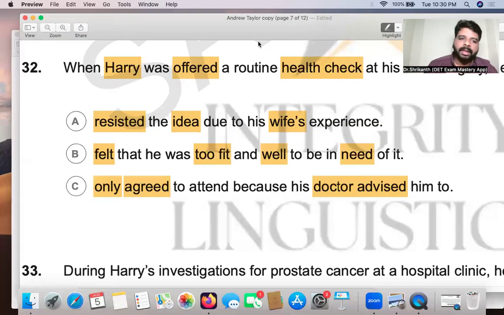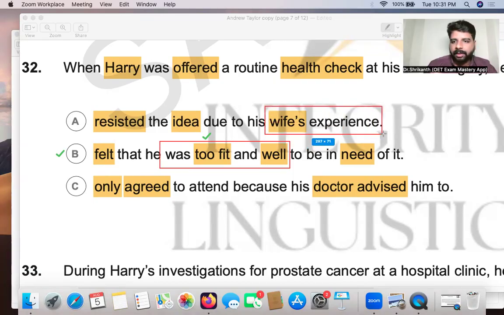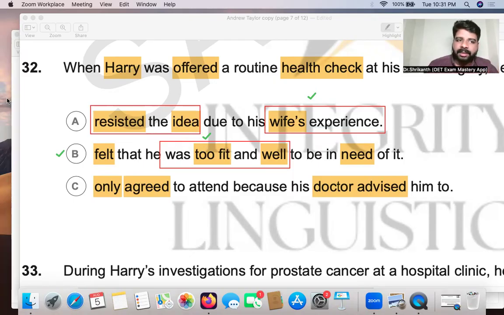Okay, so what is the right answer option over here? The right answer option over here is going to be B option. Okay, because when he got this offer, he felt he was too healthy and he almost ignored it. He almost ignored the invitation because he felt he was too healthy, right? Now his wife's experience is mentioned. Don't you think his wife's experience is mentioned? Okay, his wife's experience is mentioned, but what is the verb over here? The verb over here is he resisted the idea. Okay, so resistance is mentioned. He resisted the idea is mentioned, but he resisted the idea because he was too fit and healthy.